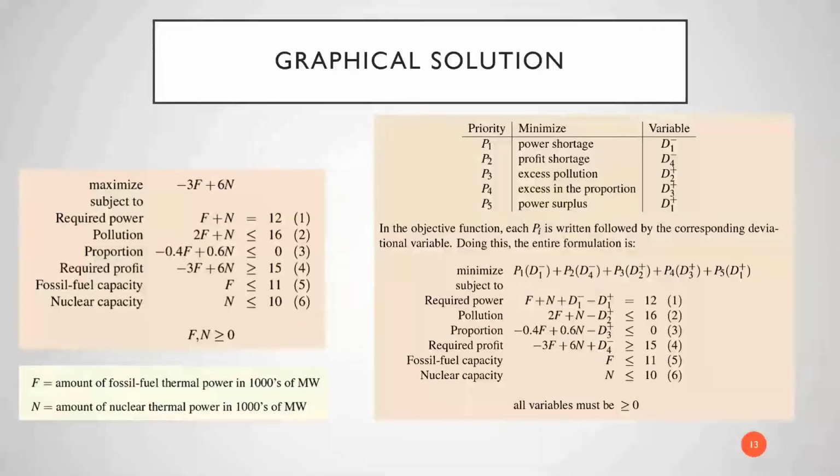Therefore, the first 4 constraints can be treated as goal constraints. Constraint number 1 is of equality type, meaning that both underachievement and overachievement will be included. The second and third include only overachievement, while the last one is of underachievement type. And we have 5 defined deviational variables and 5 priorities, which I mentioned earlier.